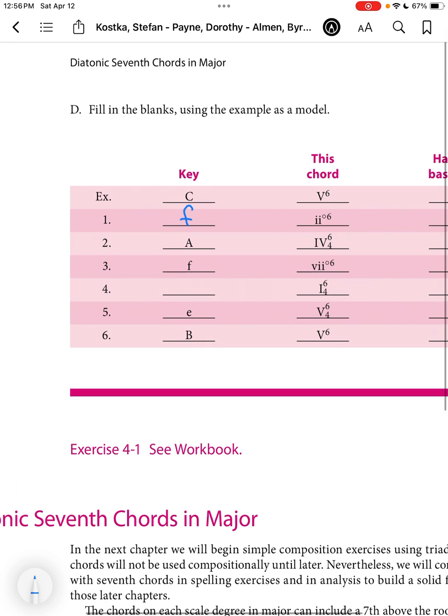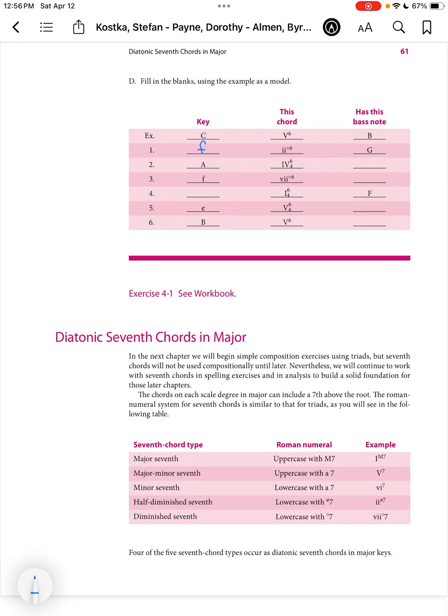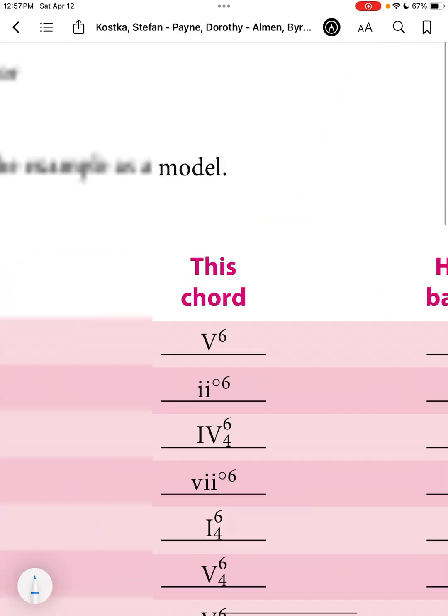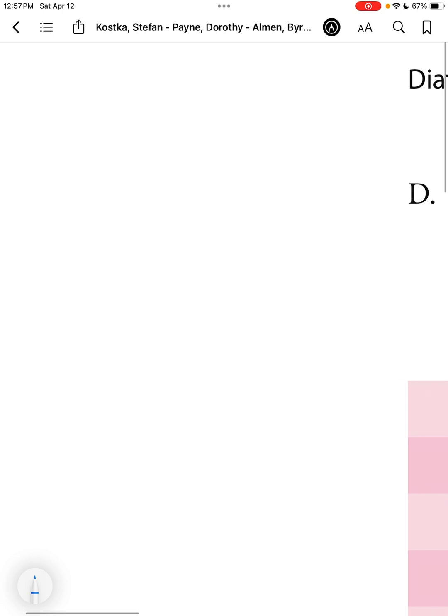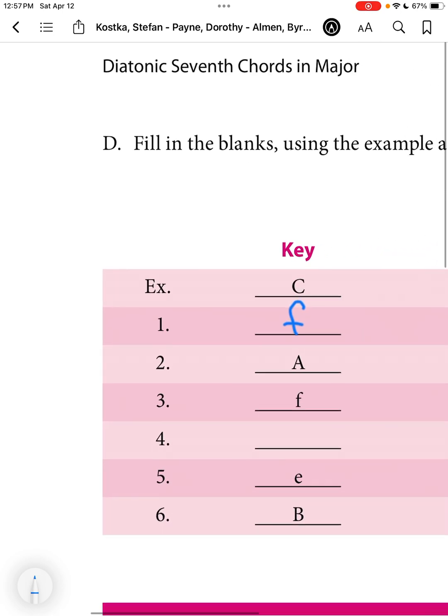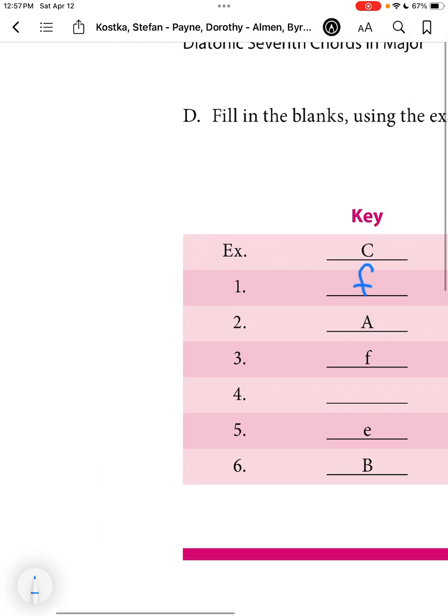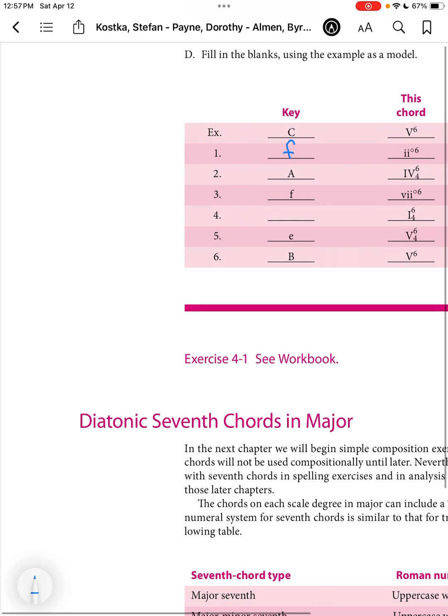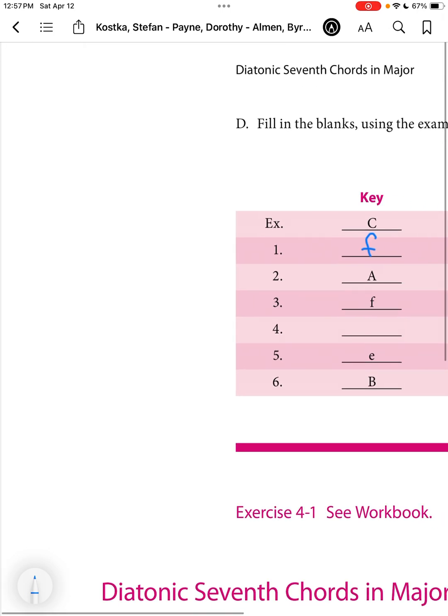I know a trick that helped me on this one. So, I'm going to go off to the side somewhere, find room, and write whatever note that is on top. So, 4. 4 of A is A, B, C sharp, D. That's a D. D for 1 is major. So D, F sharp, A.